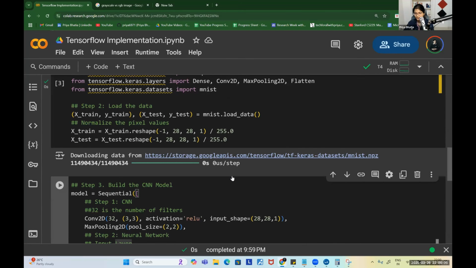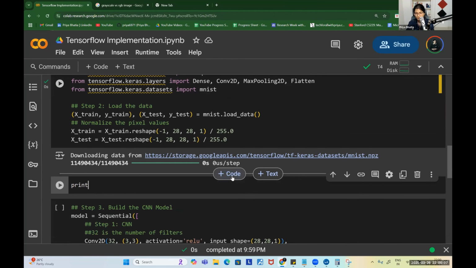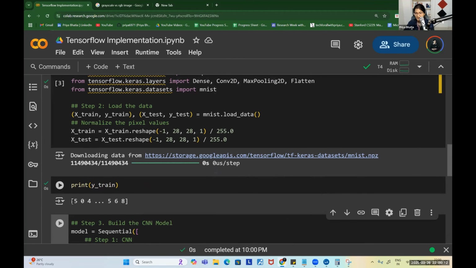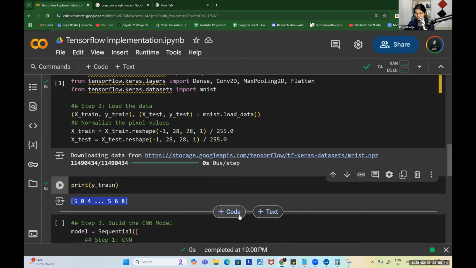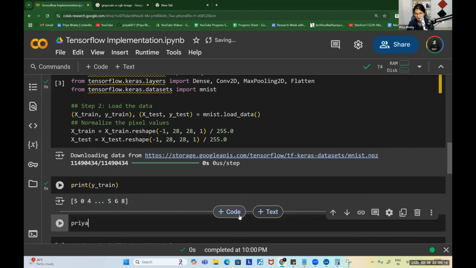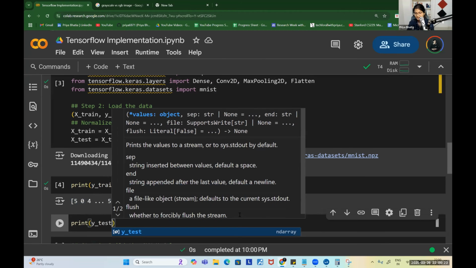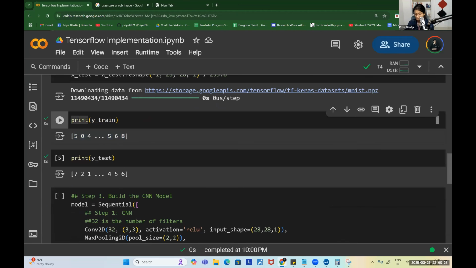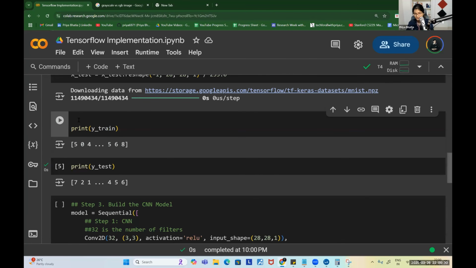If I try to showcase it, print y_train. Can you see the mapping now, everyone, which I have told you? Already we have a mapping of numbers in the training and the testing set. Can you see, everyone? These are the actual target values.